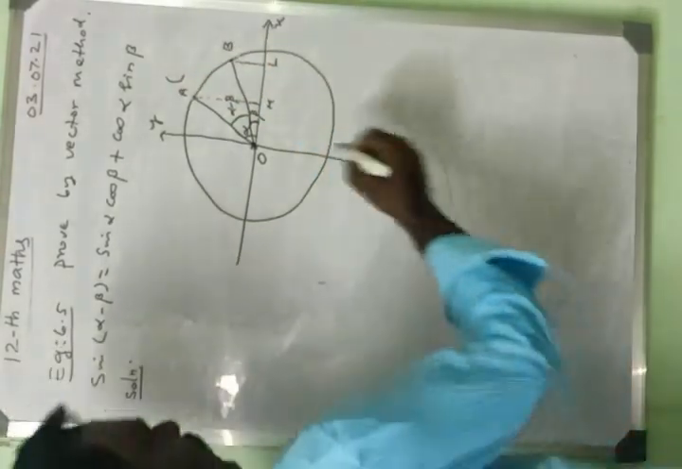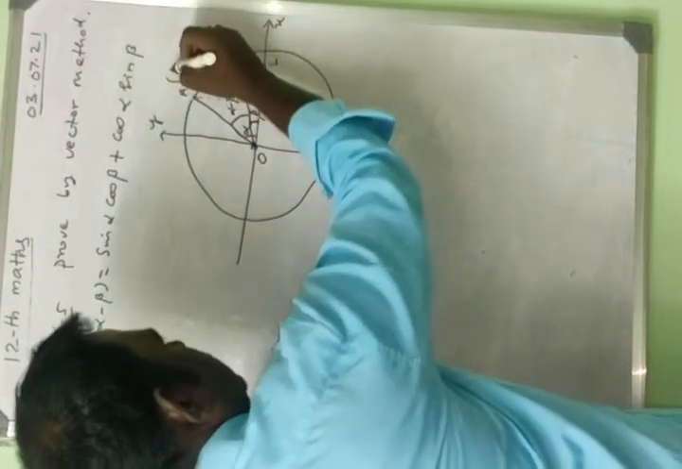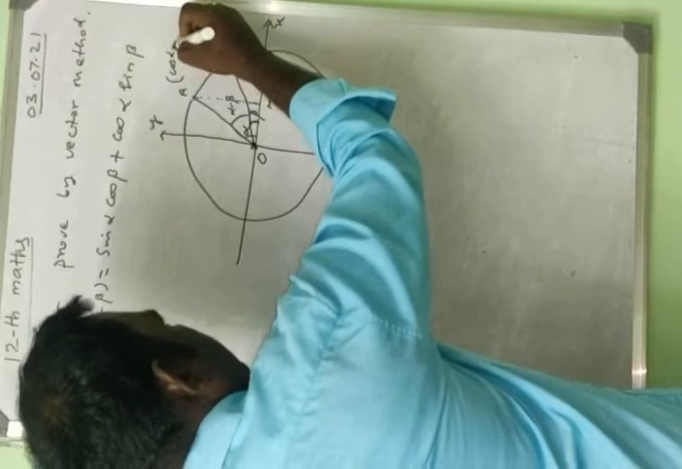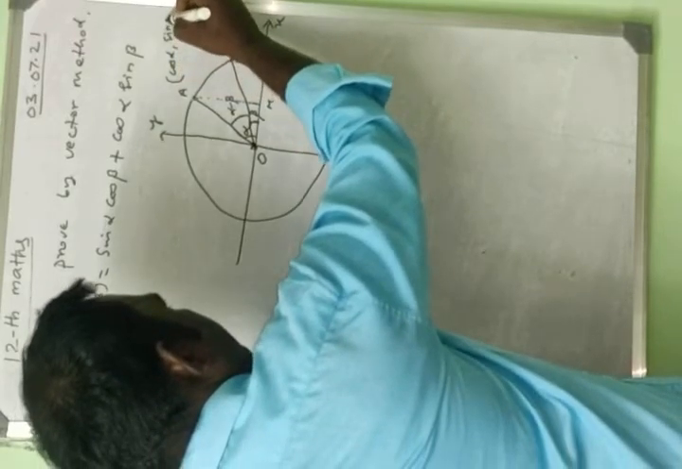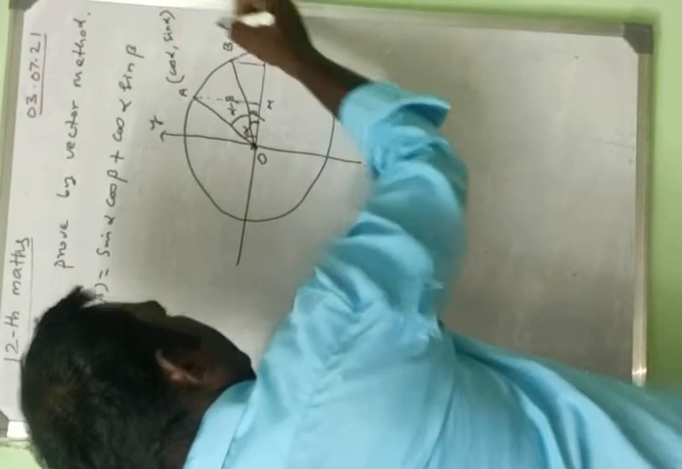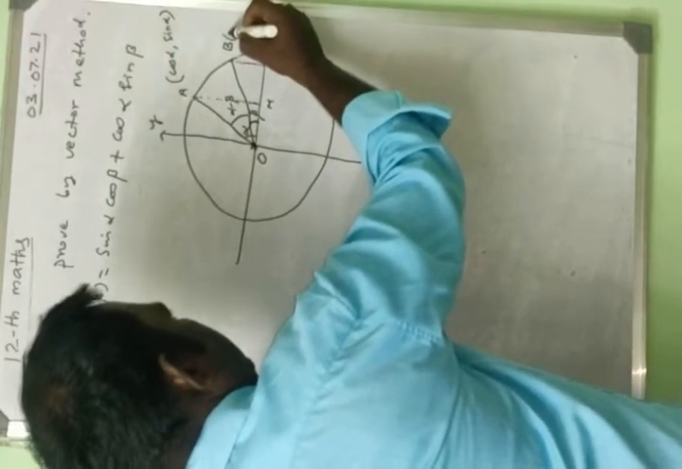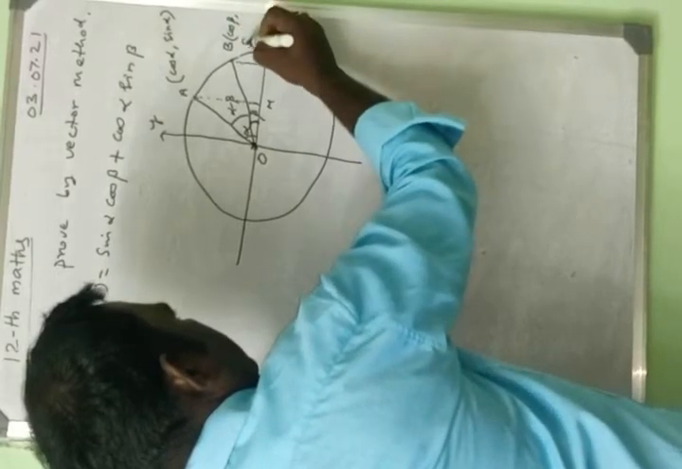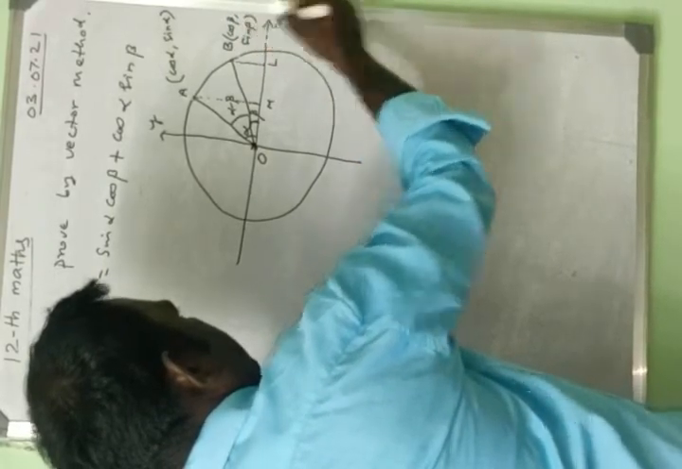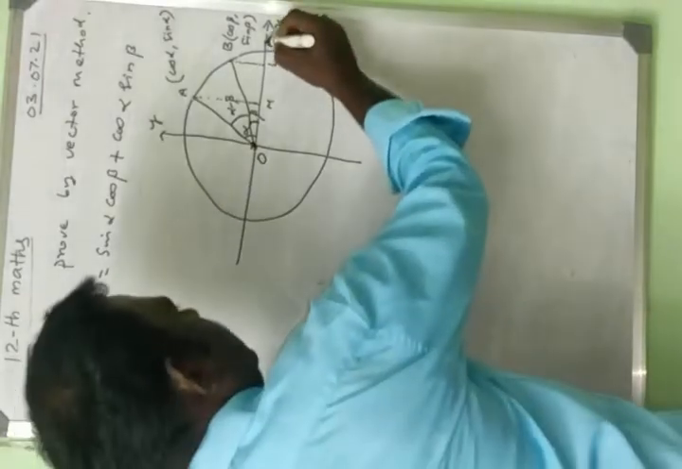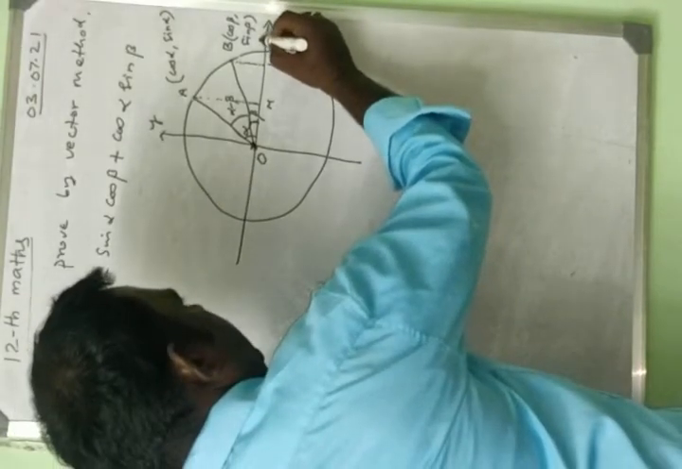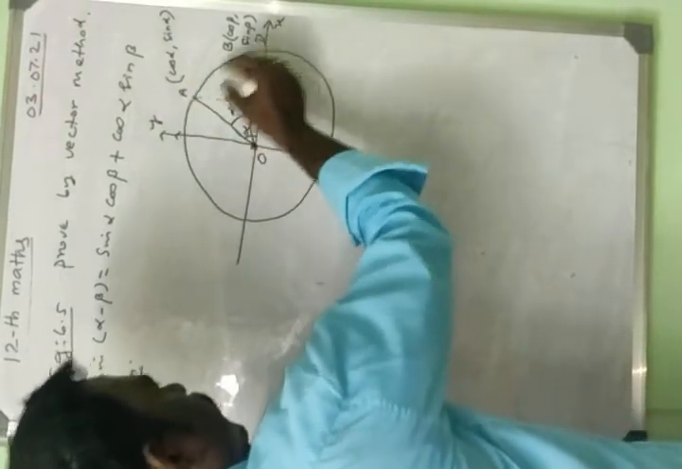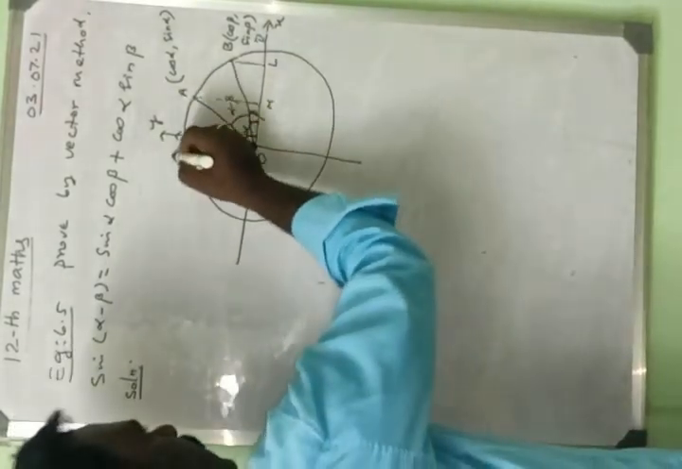Next we take point A. What is point A here? OM, the x-axis value, is cos alpha, comma sin alpha, the y value being sin alpha. Next we mark this angle: here cos beta, comma sin beta, like this. On the x-axis we mark the I vector, and on the y-axis we put J. Only the first quadrant we have, so we put the J vector here.